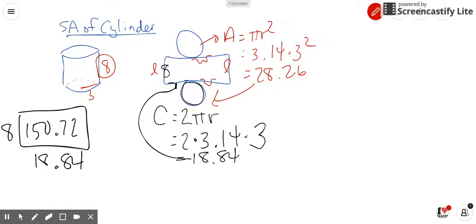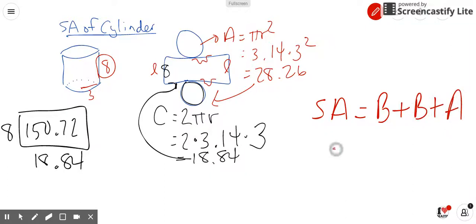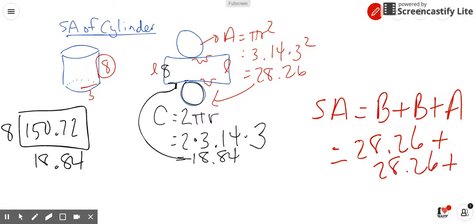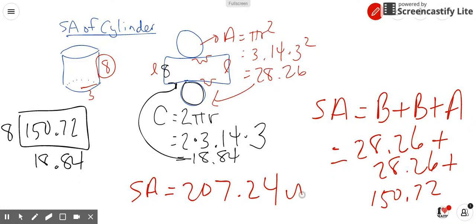So lastly, all I need to do is add things up here to find the surface area. Right? So it's going to be both of the circles plus the rectangle. So the surface area is the area of the base, plus the area of the base, plus the area of the rectangle. I'll call it A for now. So in this case, it's going to be 28.26 plus 28.26. You could also multiply that by 2, plus 150.72. So if we put that all in our calculator, 28.26 plus 28.26 plus 150.72, we're going to get that our surface area is 207.24 units. This is area, so it is squared.